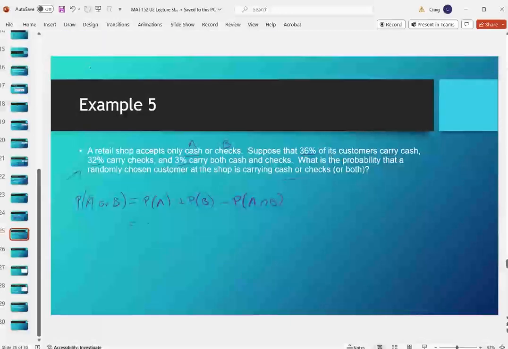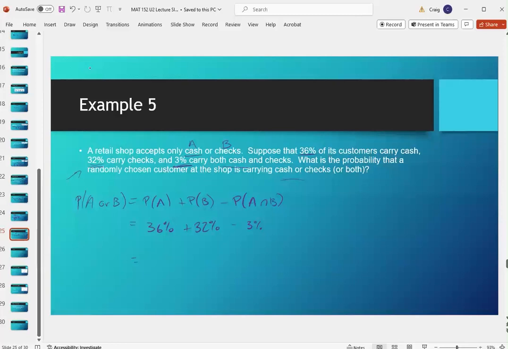So 36%. The probability of B, that they carry checks, is 32%. We want to subtract away the probability of both, which in this case is 3%, where they carry both of them, because we've counted them twice in just these first two.